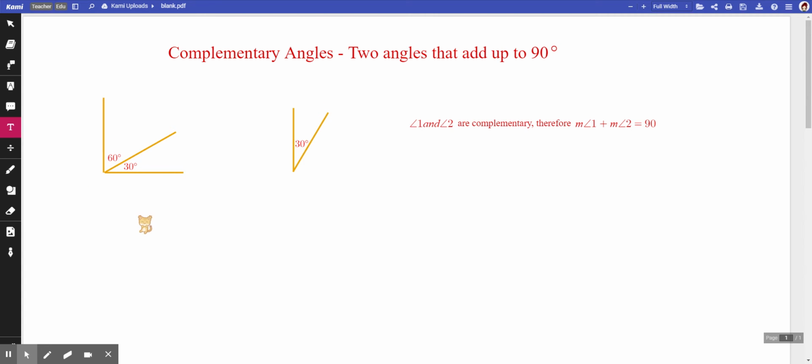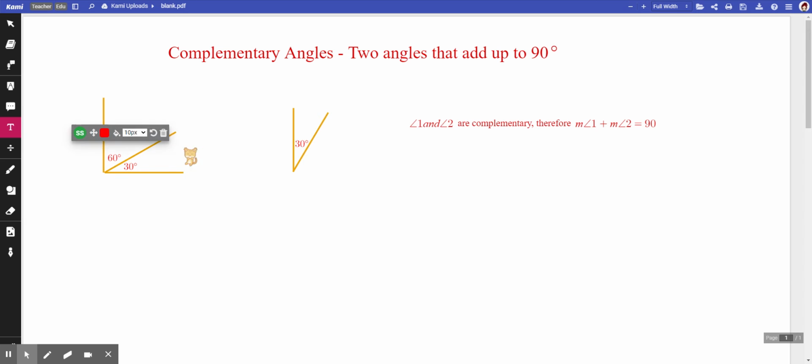Complementary angles can form a right angle if they're adjacent. So this 60-degree angle and this 30-degree angle are physically forming a 90-degree angle because the angle addition postulate tells us that the larger angle equals the sum of the smaller pieces.